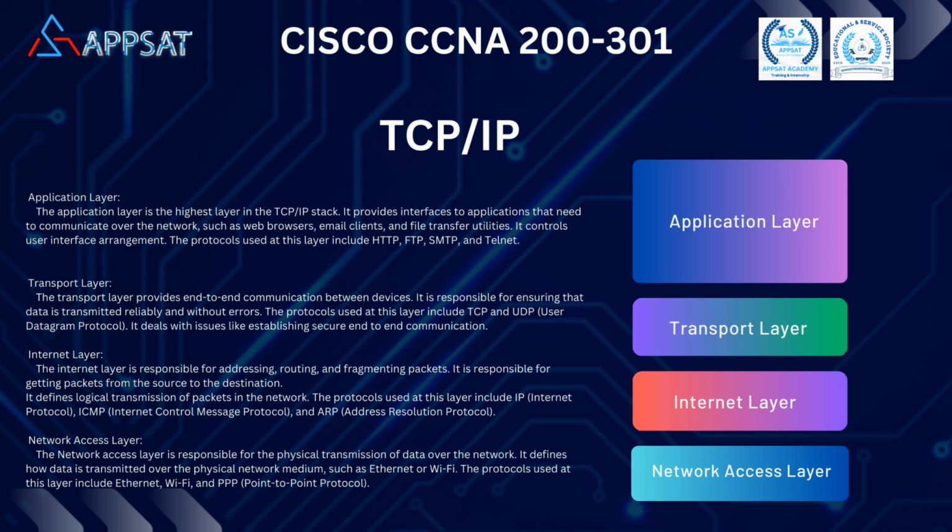Next, internet layer. The internet layer is responsible for addressing, routing, and fragmenting packets. It is responsible for getting packets from the source to the destination. It defines logical transmission of packets in the network. The protocols used at this layer include IP, Internet Protocol, ICMP, Internet Control Message Protocol, and ARP, Address Resolution Protocol.